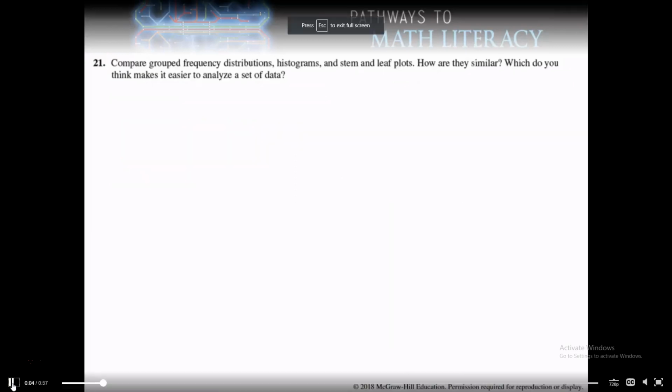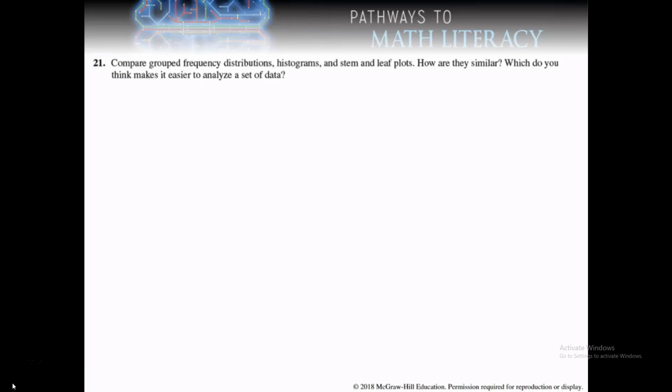After looking at all of these different things in this lesson, we're asked to compare grouped frequency distributions, so those are the ones that are grouping numerical data into classes, histograms, and stem and leaf plots. So how are they similar? Well, they're similar because they all organize data for you by grouping them into numerical ranges.